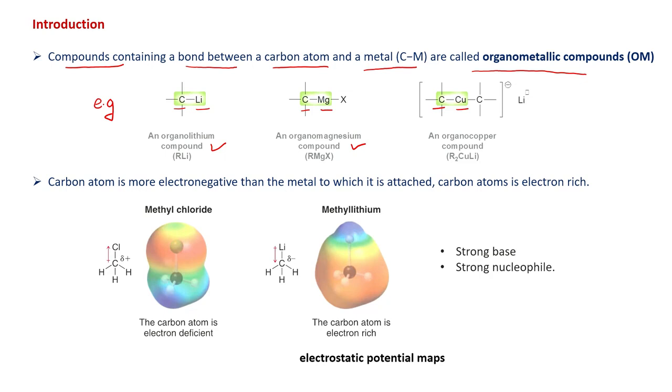In these examples you will see that carbon carries a negative charge and the metal carries a positive charge. This means the electron density on carbon is very high, and carbon is electron rich. Let's take one example, like methyl chloride. We know chlorine is more electronegative than carbon, so it withdraws electrons toward itself through the inductive effect.